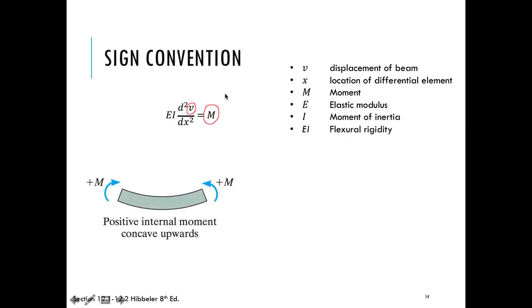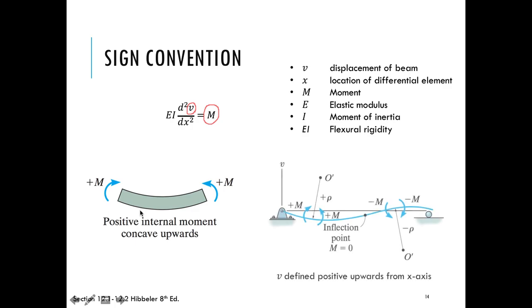For M, we consider a positive sign convention as shown right here. That is, we consider anti-clockwise moments to be positive on the right-hand side of the beam, and on left-hand side cuts, we assume clockwise moments to be positive, such that positive bending moments cause a beam which is curving upwards. So it has a shape like so, as shown here. And for the deflection V, we will consider V to be defined positive upwards from the initial equilibrium position of the beam.